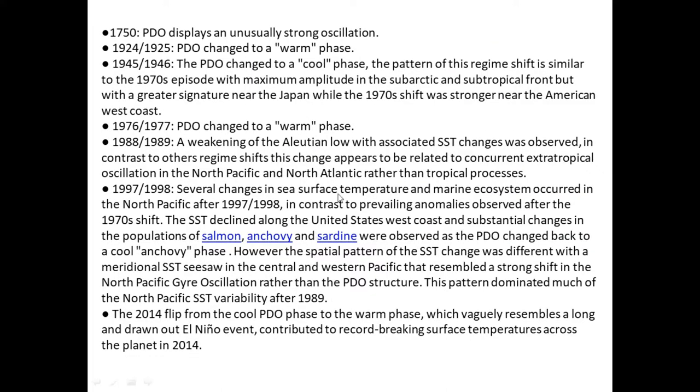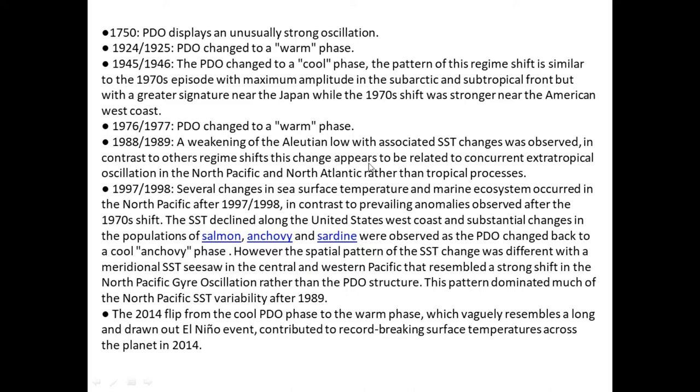So here are some summaries of the PDO through time. 1750, unusually strong oscillation. PDO changed to a warm phase. 45, 46, changed to a cool phase. Similar to the 70s episode, but with a greater signature near Japan. 76, 77, back to a warm phase. 88, 89, weakening Aleutian low associated with SST changes observed.